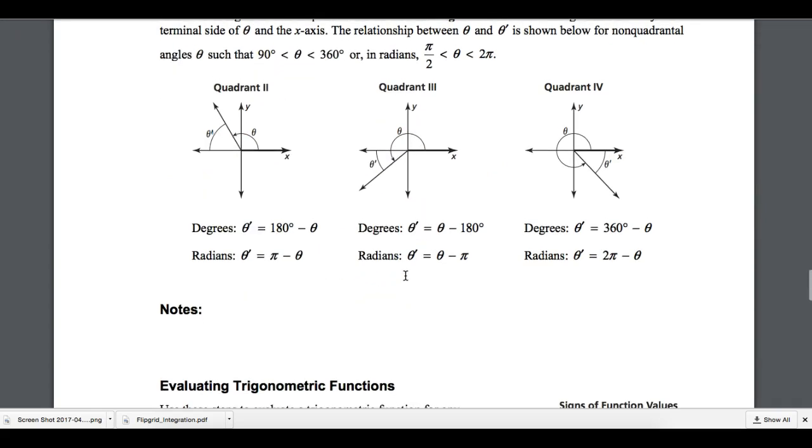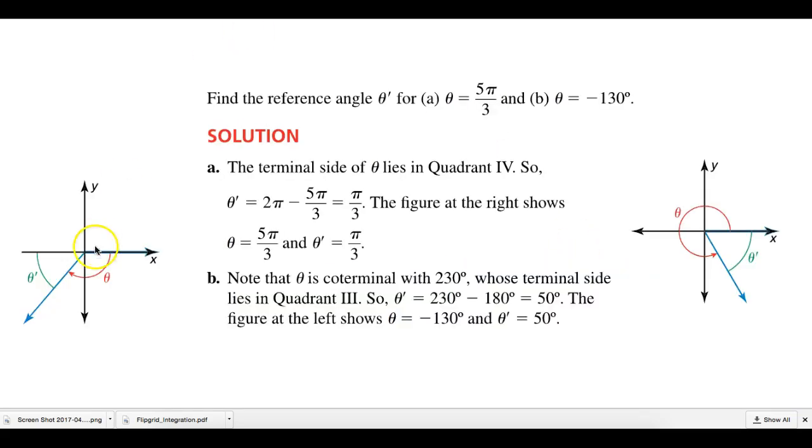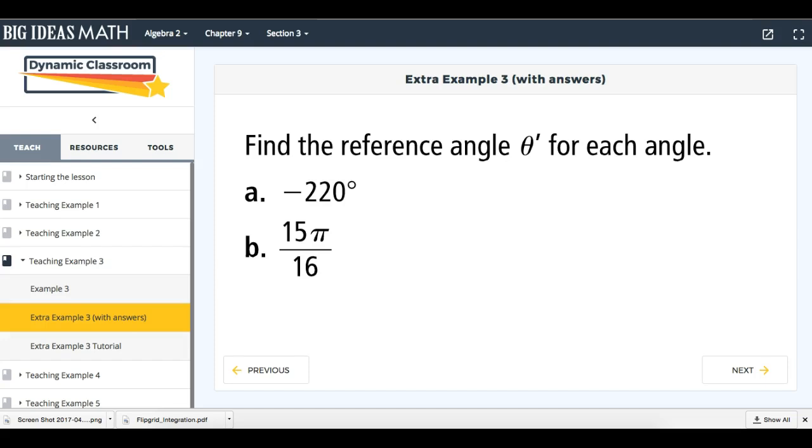Now, your reference angles are always going to be positive, remember, because it's just the distance from your angle to the x-axis. So it's always going to be less than 90, and always a positive amount. Again, here are the problems that I want you to do. Go ahead and find both the reference angles and type them into the text box that pops up.